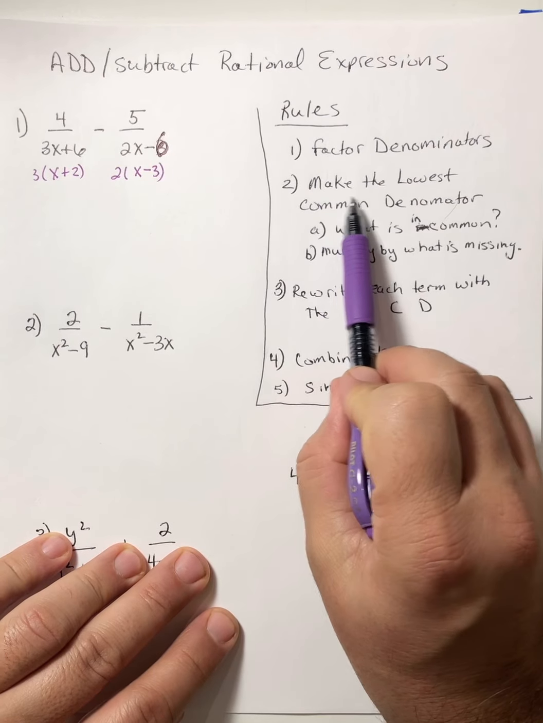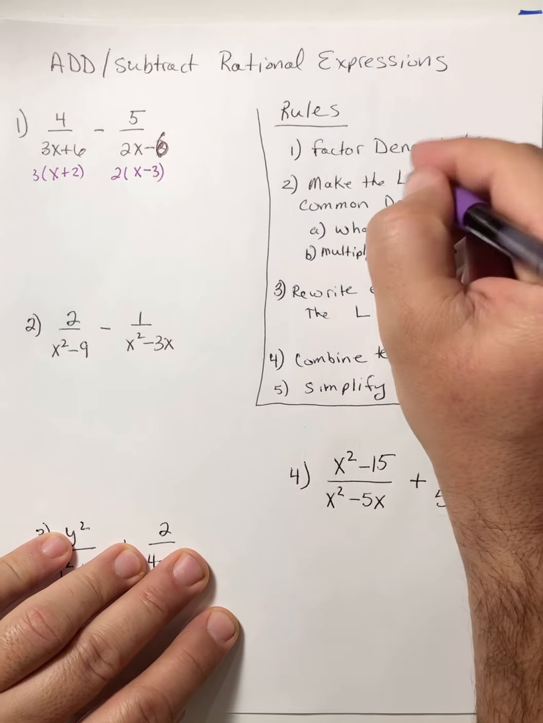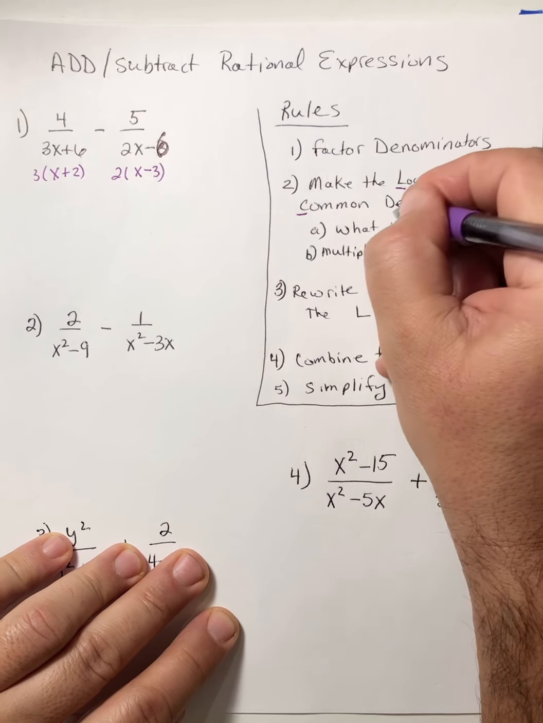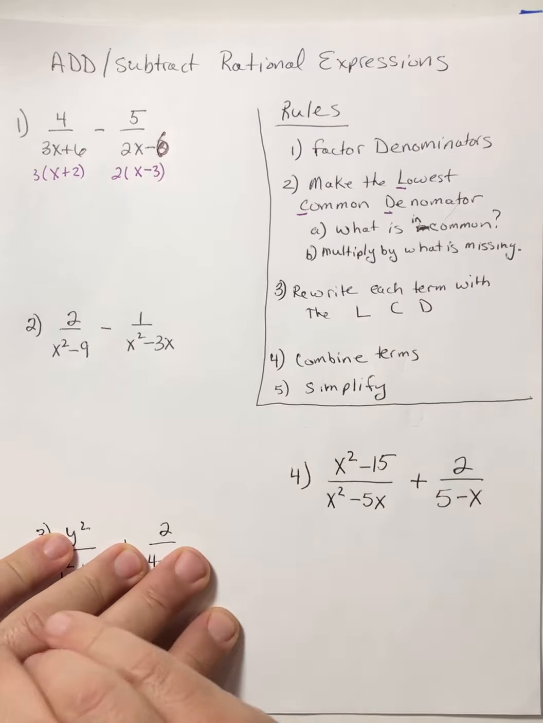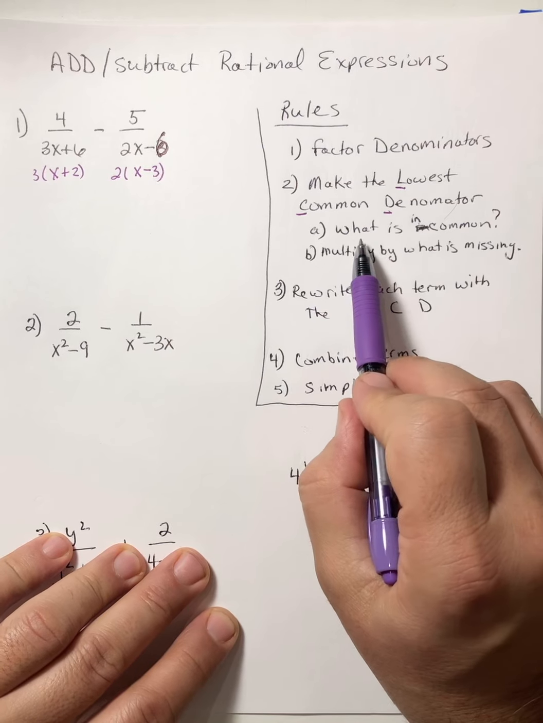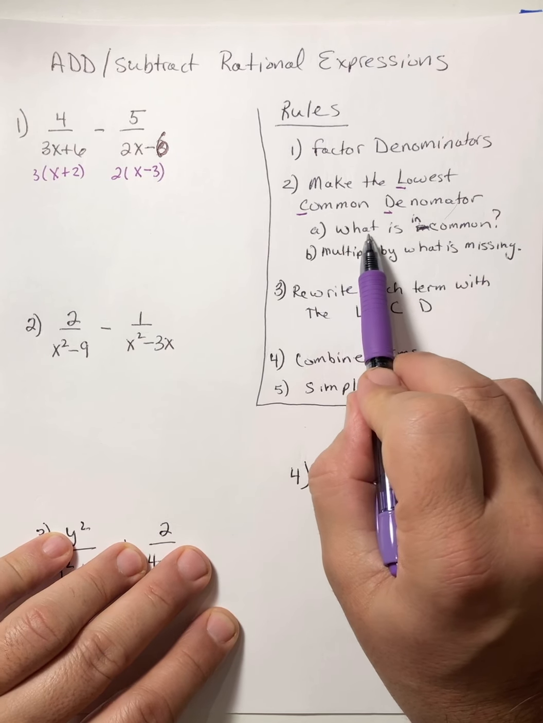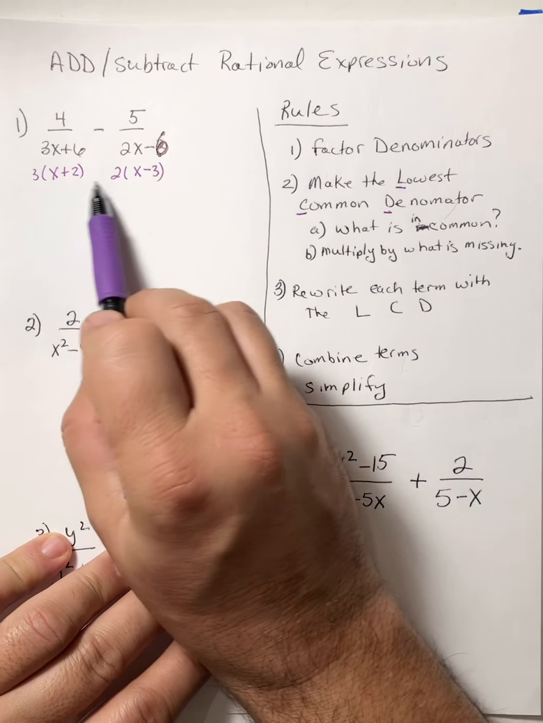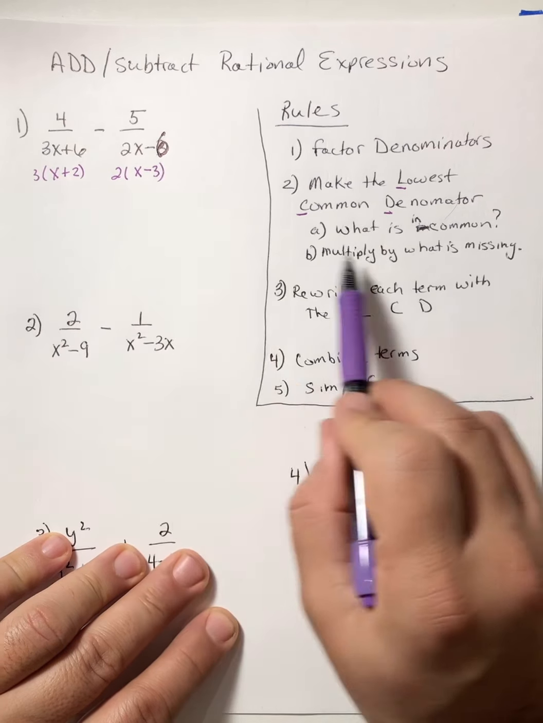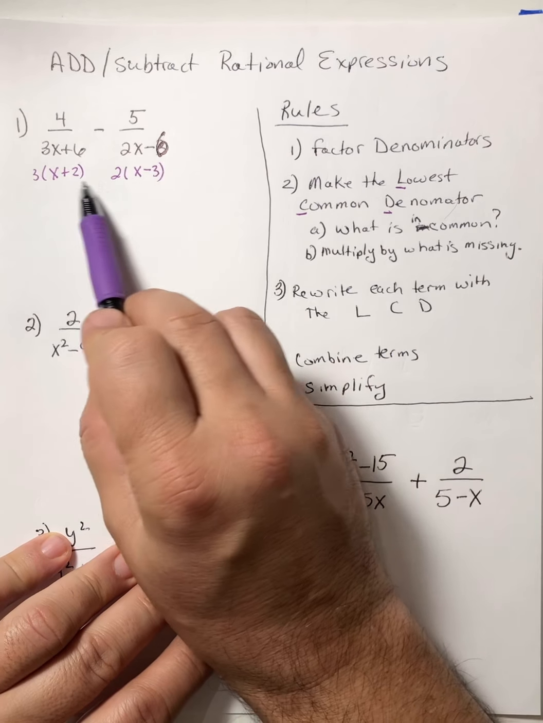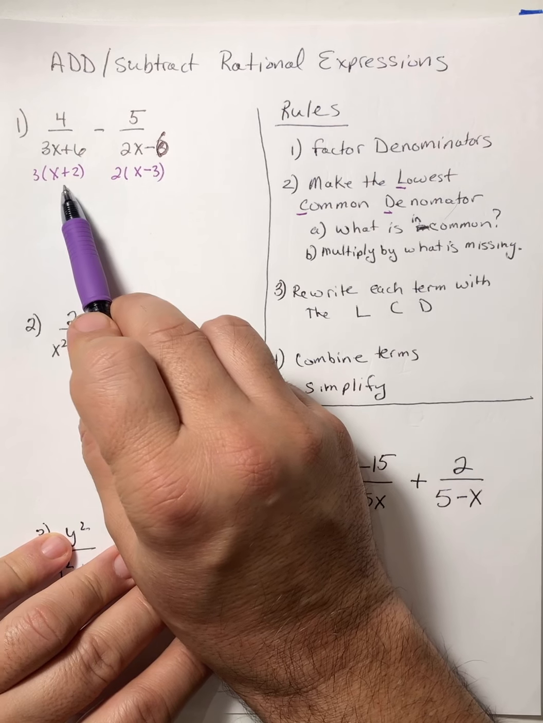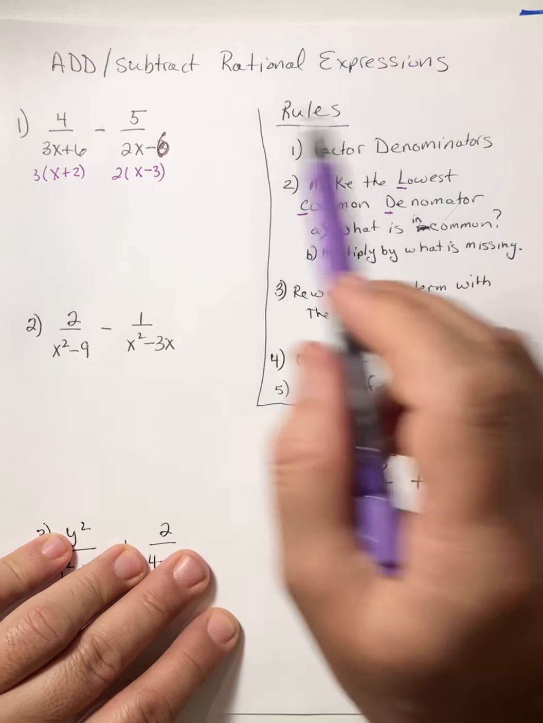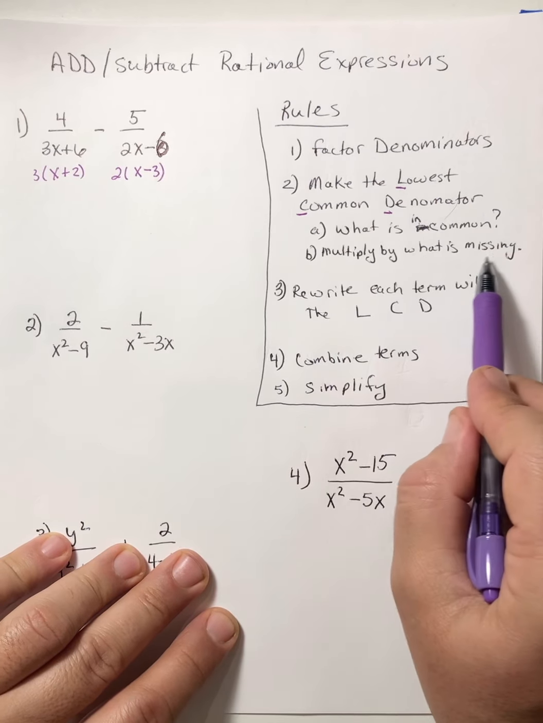Now we have to make the lowest common denominator, LCD. So in order to make the lowest common denominator, we have to look at the factors in the denominators and say, what do they have in common? Is there anything in common? No, they have nothing in common. There's nothing wrong with that. They have nothing in common. And then we multiply by what is missing.